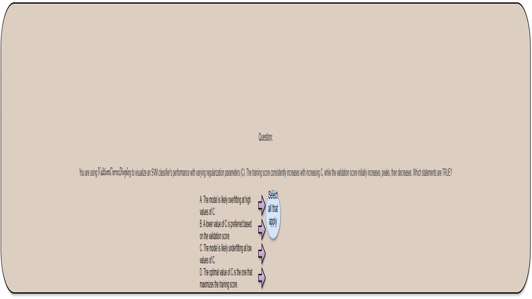Think of C as a knob that controls how much the SVM cares about fitting the training data perfectly. Too much and it'll overfit, too little and it'll underfit.